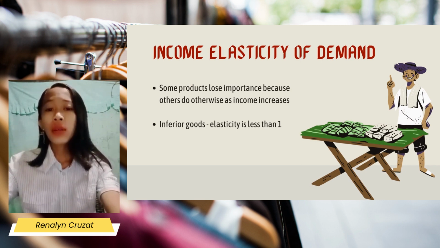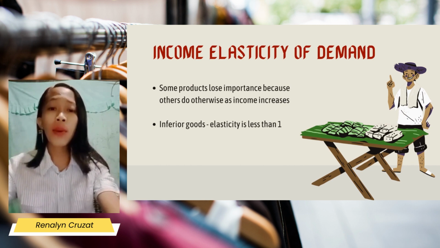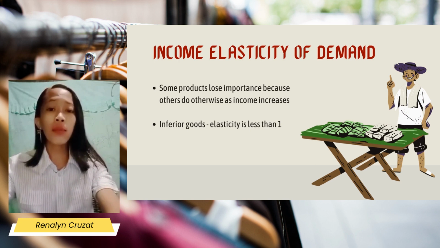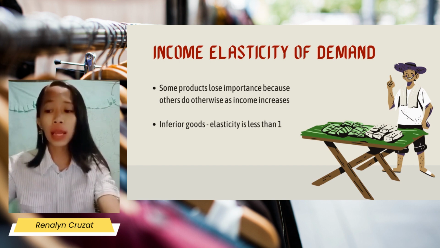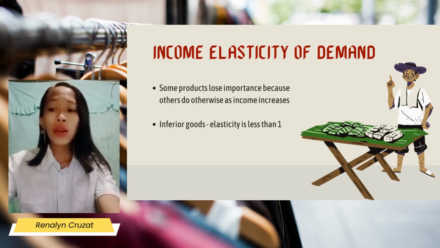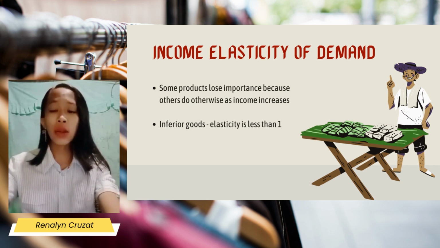So kapag daw nag-increase yung income, karamihan daw dun sa products ay bumababa yung halaga nila. Kasi maaaring kapag mababa pa yung income ng isang tao, maaaring yung product na yun yung lagi nilang binibili. So, kapag tumaas yung income, maaaring yung mga bagay o mga produkto na binibili nila dati, maaaring hindi naman yun yung bilhin nila. So, kapag yung income ay tumaas, yung ibang product o produkto ay nawawalan ng kahalagahan. Inferior goods, elasticity is less than 1.